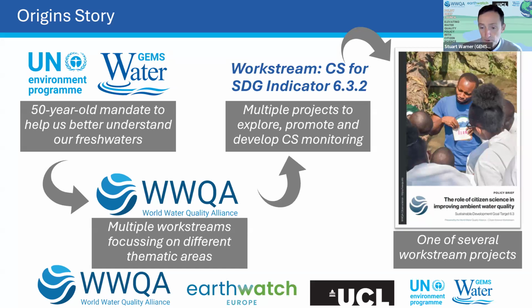That wasn't possible just on UNEP on its own, so from that came the World Water Quality Alliance, which was conceived a few years ago. The World Water Quality Alliance works through a number of different work streams, and they focus on different thematic areas, including biodiversity, groundwater, plastics, lots of different ones. One particular one is the Citizen Science for SDG Indicator 6.3.2.